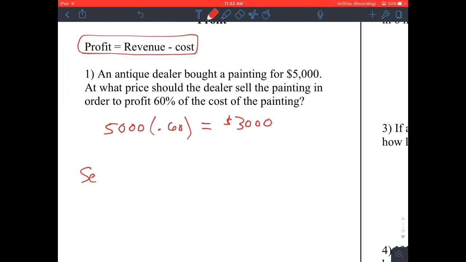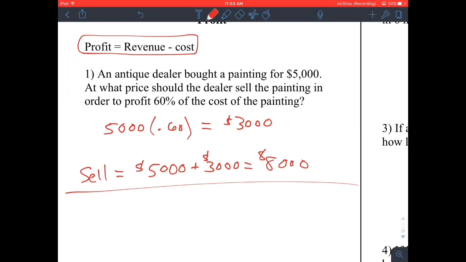Well, when they sell it, they want to sell it for the original money that they paid for it, plus the 60%, which is $3,000. It's going to give us $8,000 total. Another way to look at this problem, this is very similar to the first two that we did. They want to sell it at 160% of the original price. You want to get all your money back with 100% plus 60% more, and that's going to give you $8,000 as well.